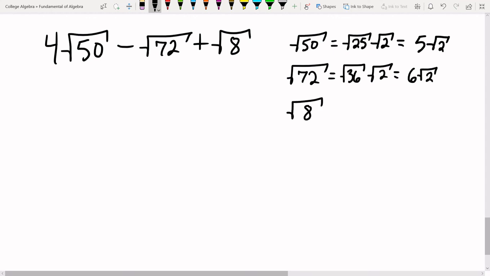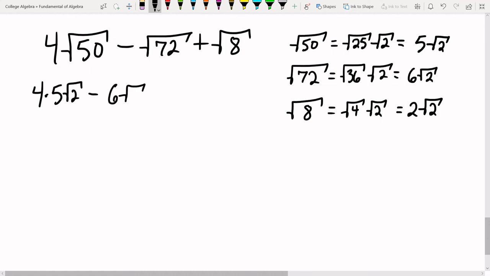Then we have the square root of 8. Square root of 8 becomes 4 and 2. 4 is a perfect square. 4 times 2 is 8, right? And then the square root of 4 is 2, root 2. So 50 being 5 root 2, we have 4 times 5 root 2 minus 6 root 2 plus 2 root 2. Right? That's what these became.